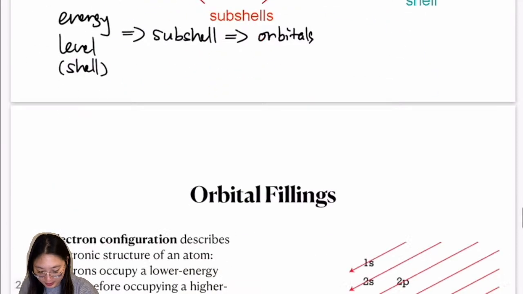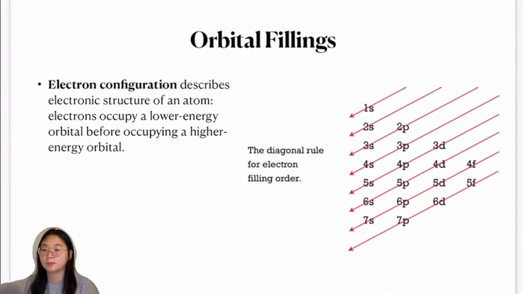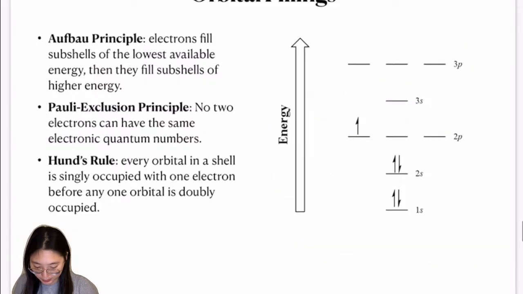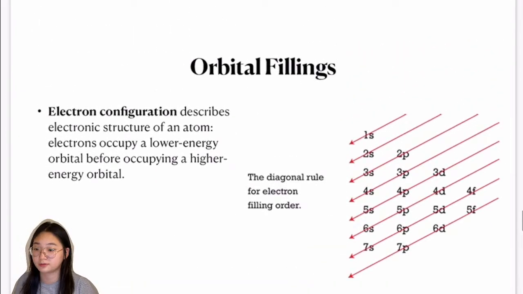Okay, so that's it. Now let's talk about orbital fillings. You need to know the order of the orbital fillings to properly write the electron configuration. What it means by orbital fillings is, we know that an atom consists of protons, neutrons, and electrons, and there are specific ways for us to fill the orbitals using the electrons.